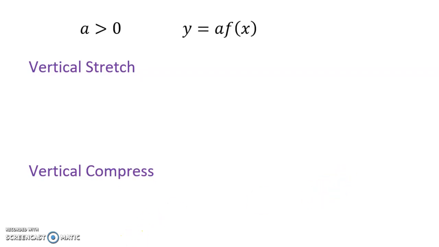Next, we'll talk about the vertical stretch and the vertical compress. This happens when we multiply a positive number a to the whole function f of x. If this a is a number that is greater than 1, then we have a vertical stretch here. If this a number is between 0 and 1, then we have a vertical compress.